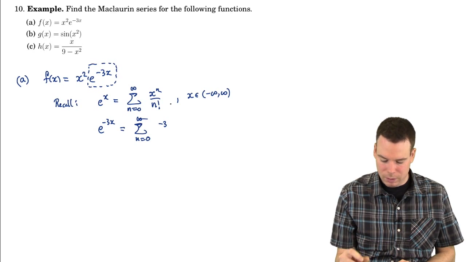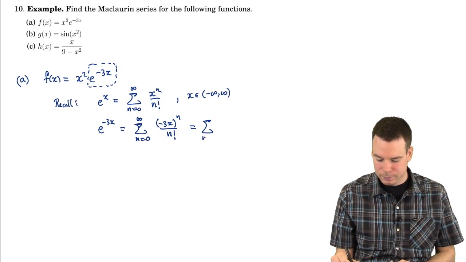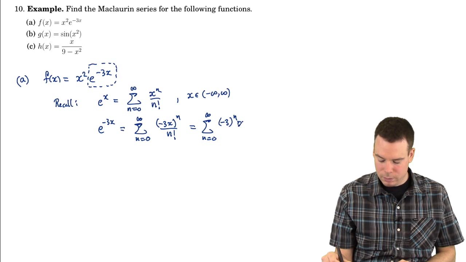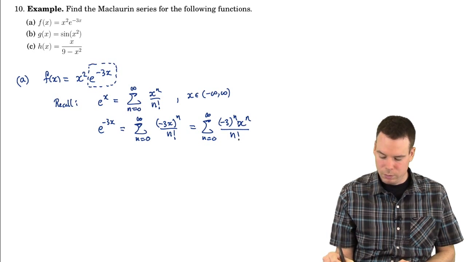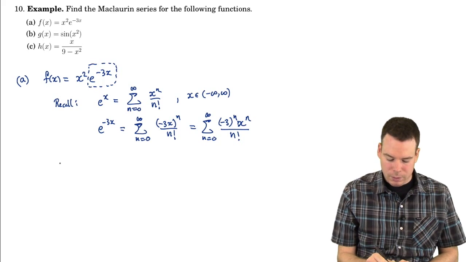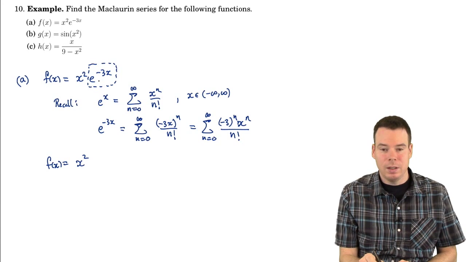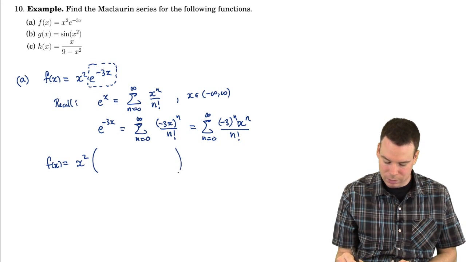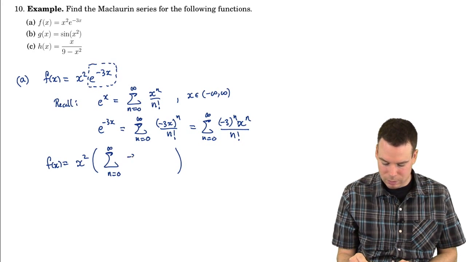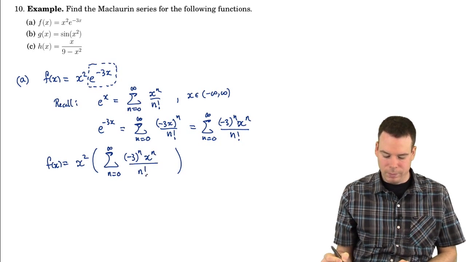So that's negative 3x to the n over n factorial, which I could write as negative 3 to the n, x to the n over n factorial. Now, my original function that I'm interested in, which is x squared times e to the negative 3x, well, I have an expansion for e to the negative 3x already done. So that's negative 3 to the n, x to the n, all over n factorial.